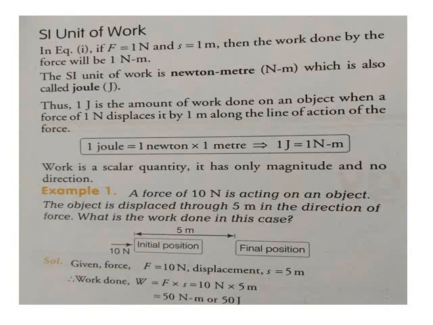There is a problem also given in this slide. A force of 10 Newton is acting on an object. The object is displaced through 5 meters in the direction of force. What is the work done in this case? So 10 Newton is the force and 5 meters is the displacement. Work done is equal to force into displacement, 10 into 5, therefore 50 joules. The amount of work done in this case is 50 joules.